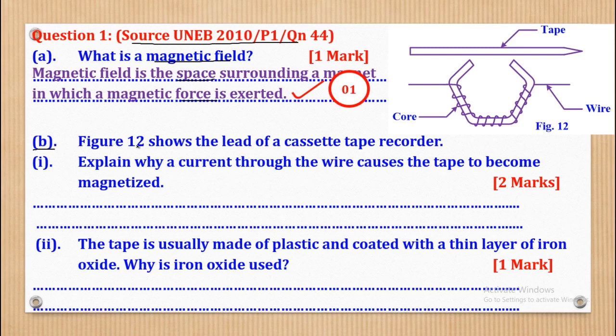Part B says that figure 12 shows the head of a cassette tape recorder. So this is figure 12. Roman 1 says, explain why a current through the wire causes the tape to be magnetized. Why does current through this wire make this tape become magnetized?